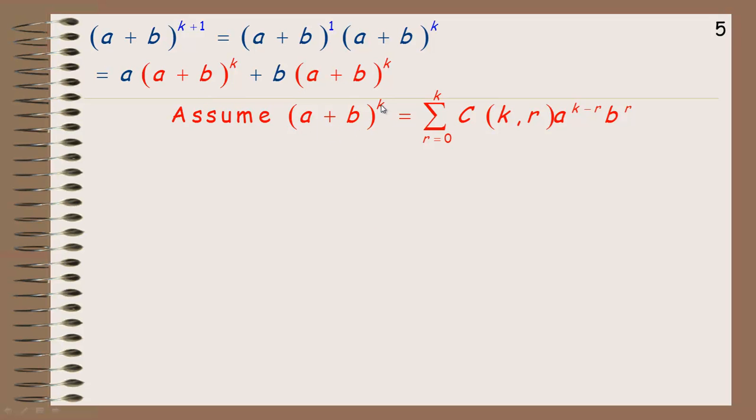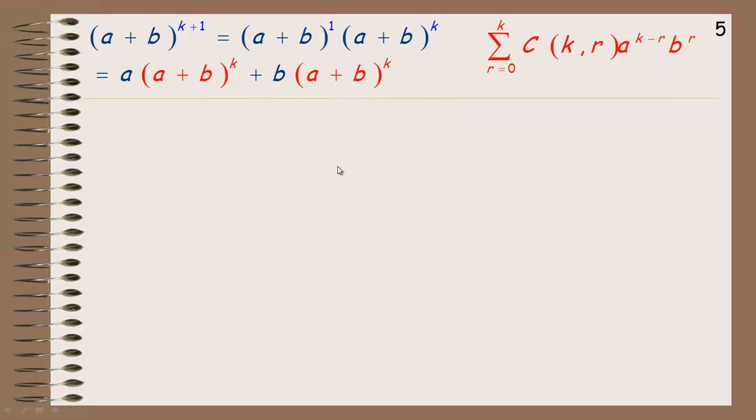Now, notice my color coding. This is (a + b)^k. So this summation is equal to (a + b)^k. So I can substitute that in place of this, and of course this here as well. This was my induction hypothesis, that the summation from 0 to k is equal to that summation.